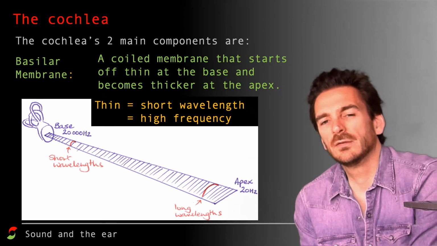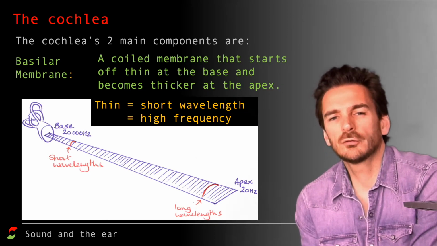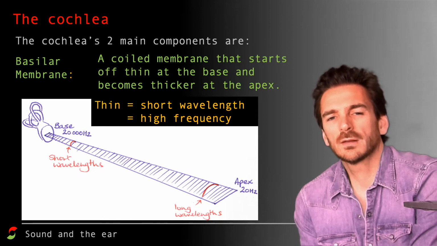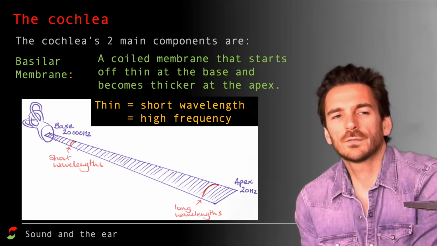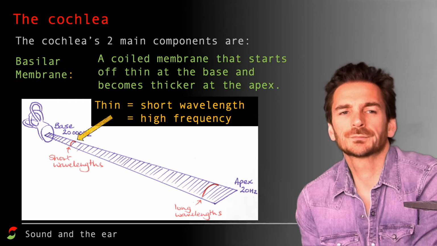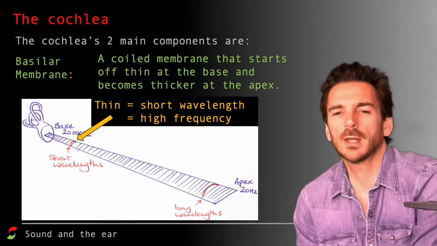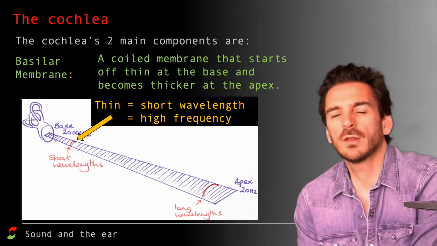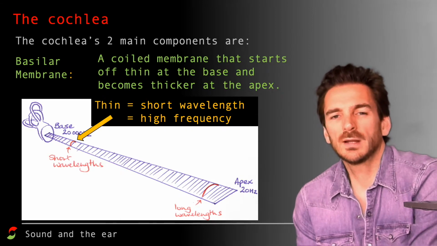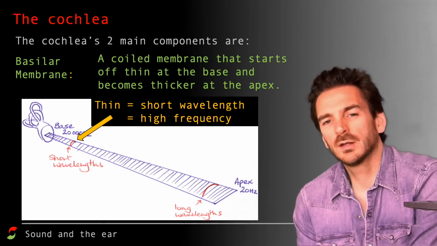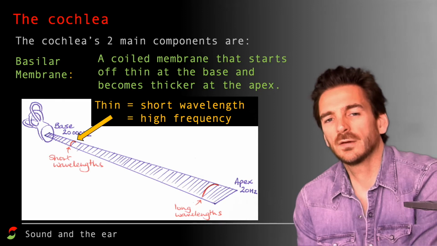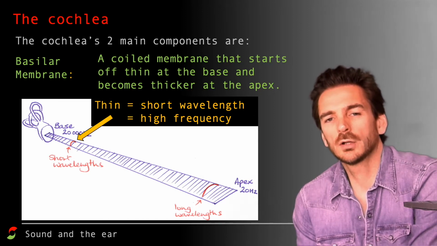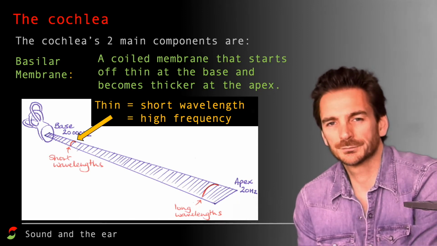And at the thinner end, at the base, it's much smaller, and therefore the wavelength is going to be smaller, and therefore the frequency is going to be higher. Okay, and that's what you need to be able to remember, is that the thickness is linked to wavelength, and that wavelength is linked to frequency. So if it's thicker, the wavelength is longer, the frequency is smaller.